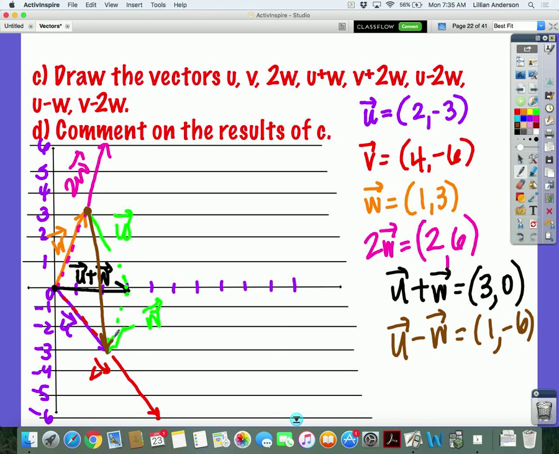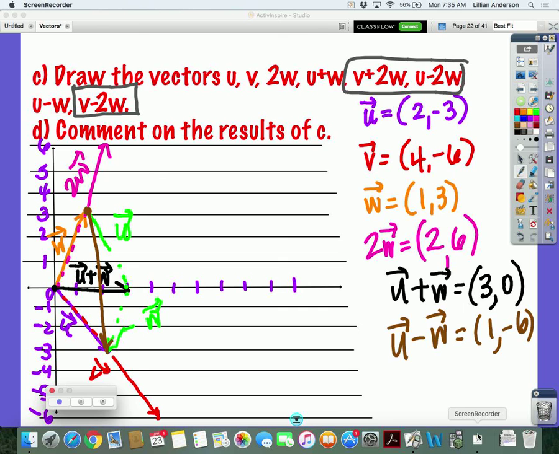Now, what I want you guys to do is I actually want you to do u plus w, u minus 2w. Once you do these two, and then this last one, b minus 2w, okay? I actually want you guys to give that a try, okay? Press pause, draw it out, and then when you're ready to see the answer, press play. So pause the video.